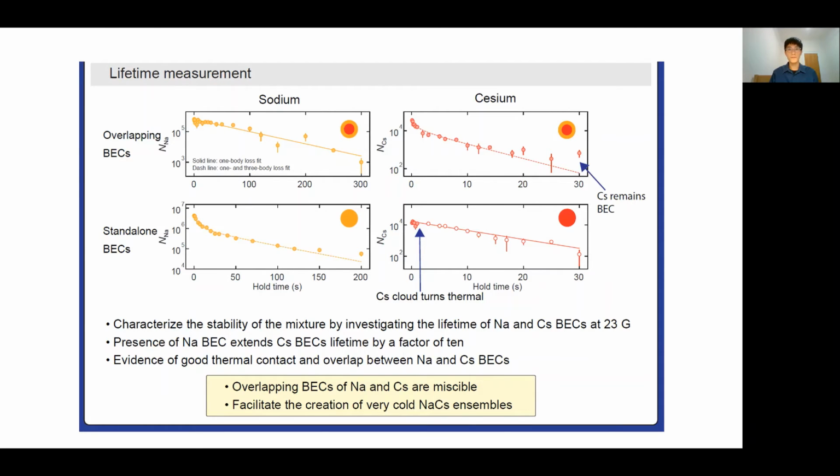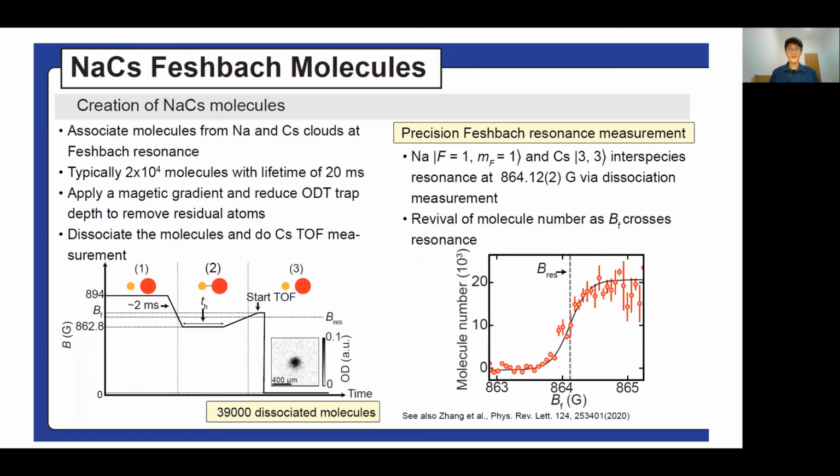Here we show our result of making sodium cesium molecules. We associate molecules from sodium and cesium at a Feshbach resonance. Typically, we have 20,000 molecules with a lifetime of 20 milliseconds. We then do the dissociation measurement to determine the value of the interspecies resonance at 864.12 Gauss, which is in excellent agreement with the data in the reference.